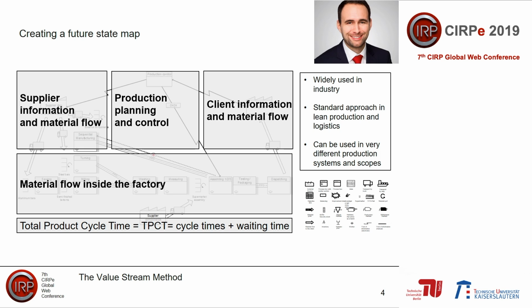A big strength of the value stream method, and therefore also for the value stream design, is that it's very widely used in industry, that it has become a standard approach in lean production and logistics, and that you can use it in very different production systems. So it's a very standard approach in practice that is still growing in popularity.